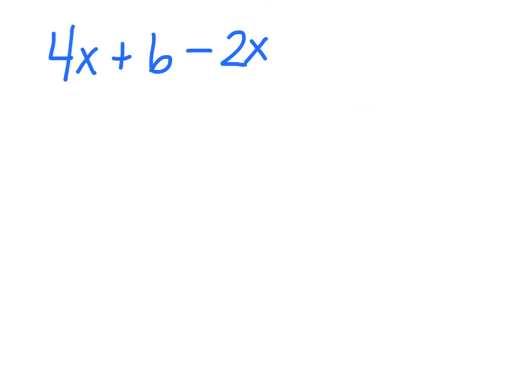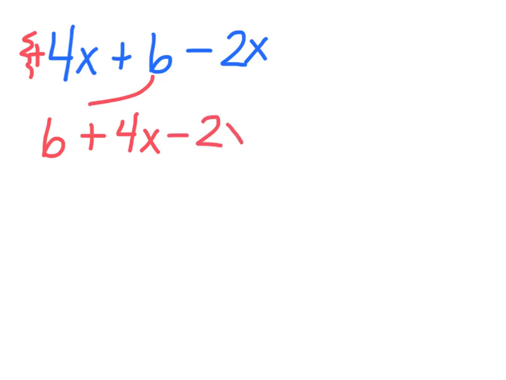Now let's evaluate 4x plus 6 minus 2x. This one's a little trickier because we have that minus sign in there, okay? So the first thing we need to do is get our like terms together. We need to put all the x's together, and we need to put all the numbers together. So let's start by pulling out our 6 and putting it at the beginning. Then we're going to put plus 4x. How do we know it's a plus sign? Well, if there's nothing in front of the number here, you can assume that there's an invisible plus sign. It's positive. Now we subtract 2x.